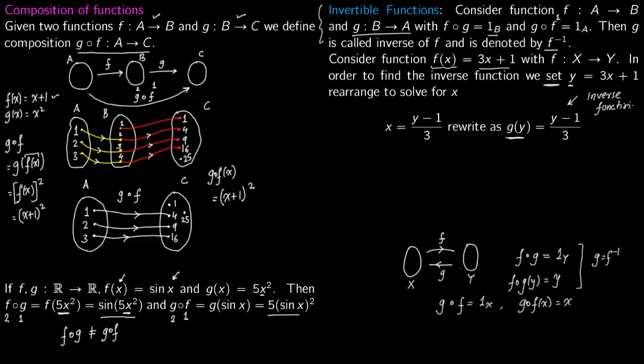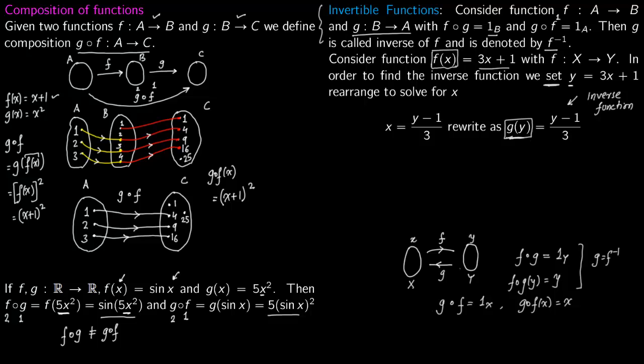So finding the inverse function is very easy. So this g of y is the inverse function of f of x. Obviously f acts on small x and g will act on small y, because f goes from capital X to capital Y, and g goes from capital Y to capital X.